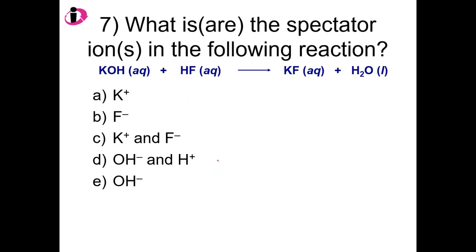What are the spectators in the following reaction? So here I have K plus plus OH minus. This is weak. I leave it together. It is not separated into ions. K plus plus F minus. And I do not separate water. It's a molecule. So the only spectator I have here is K plus. So the answer would be K plus.